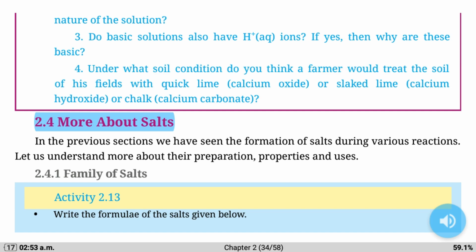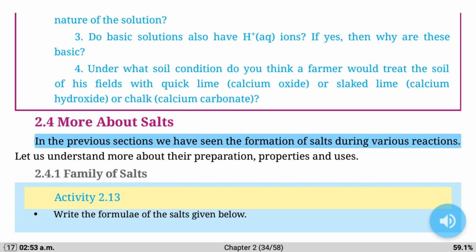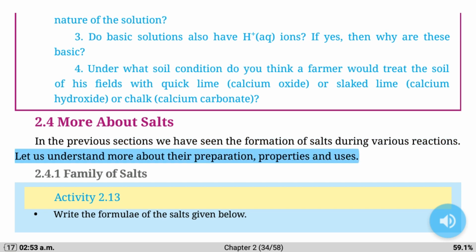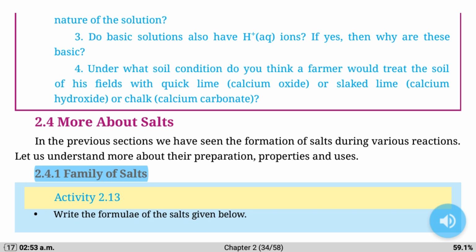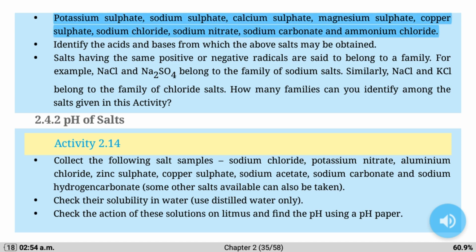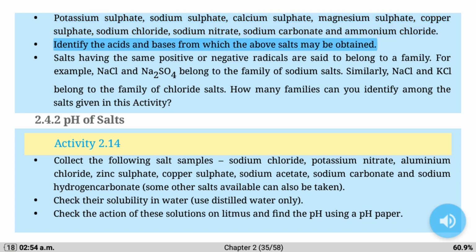2.4 More about salts. In the previous sections, we have seen the formation of salts during various reactions. Let us understand more about their preparation, properties and uses. 2.4.1 Family of salts. Activity 2.13. Write the formulae of the salts given below: potassium sulfate, sodium sulfate, calcium sulfate, magnesium sulfate, copper sulfate, sodium chloride, sodium nitrate, sodium carbonate and ammonium chloride. Identify the acids and bases from which the above salts may be obtained.